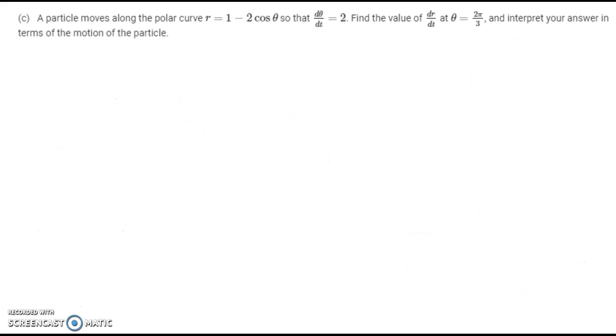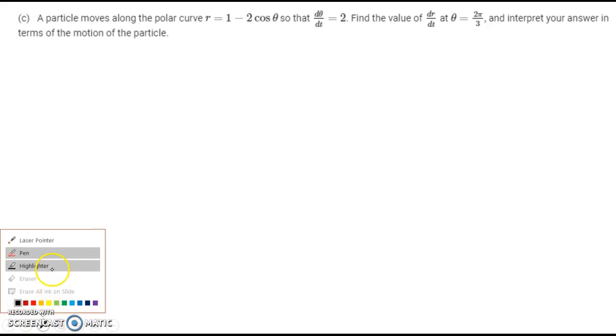All right, last part of the question we started in class. A particle moves along the curve so that d theta dt is equal to 2. Find the value of dr dt at theta is equal to 2 pi over 3 and interpret your answer in terms of the motion of the particle.